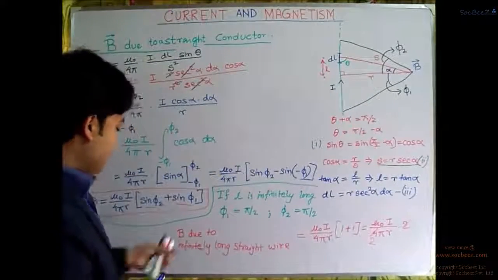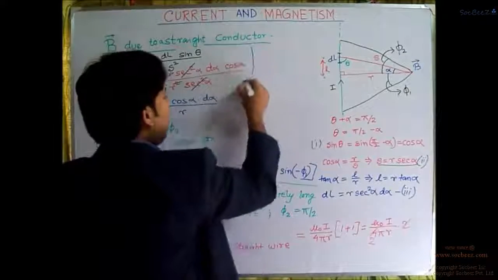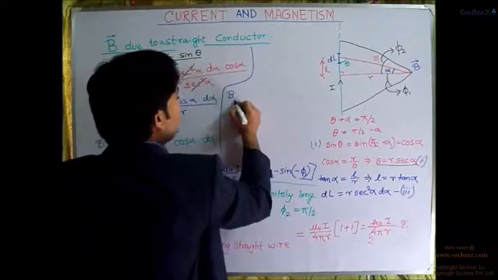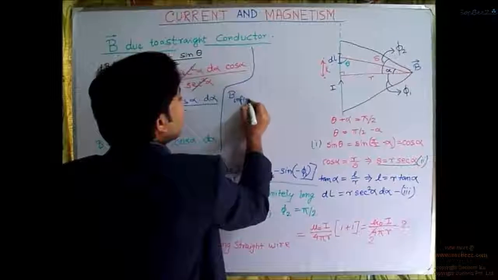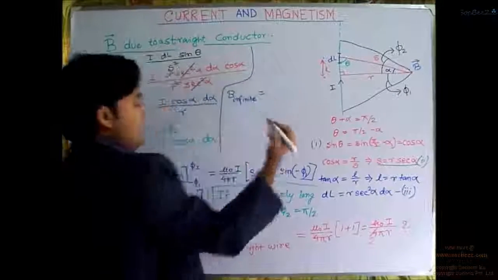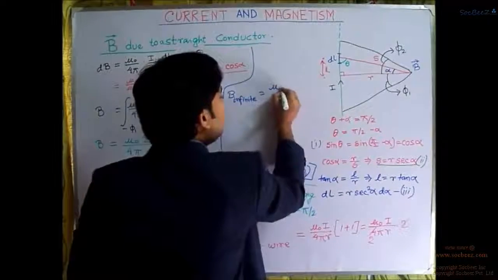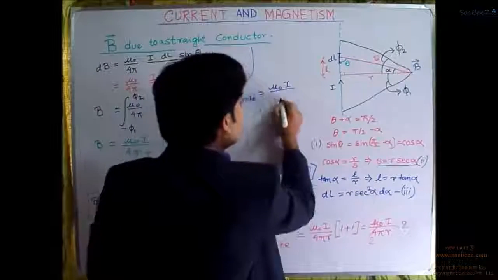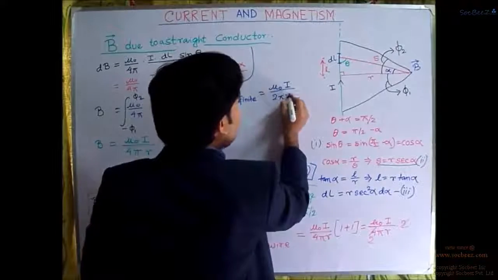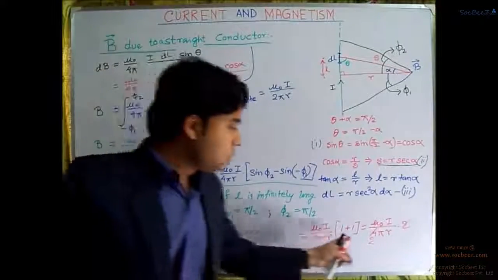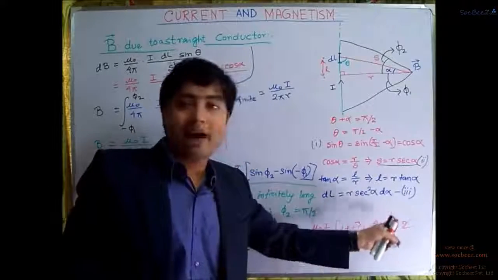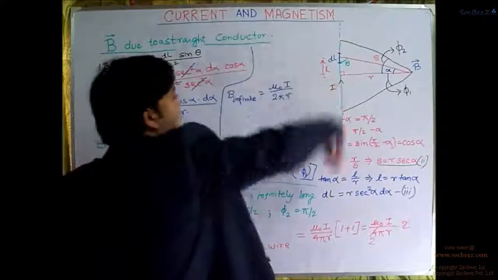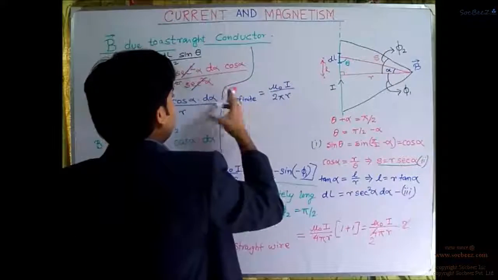So we can write for this case B for an infinitely long wire as equal to mu naught I divided by 2 pi r. This is mu naught I divided by 2 pi r, right? And this is the scenario only when this wire is infinitely long.